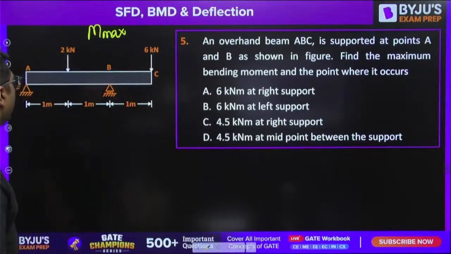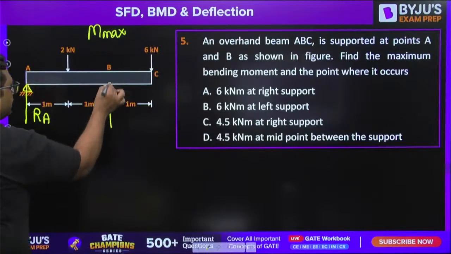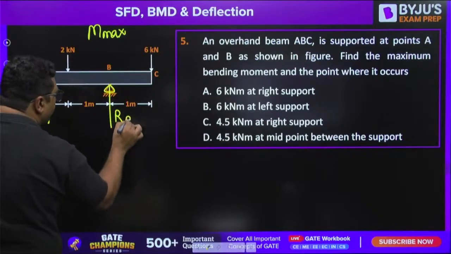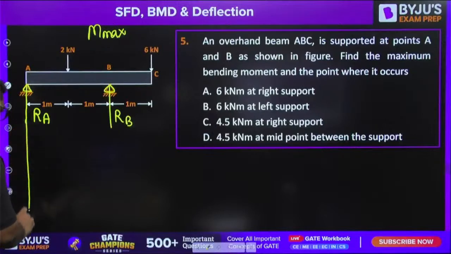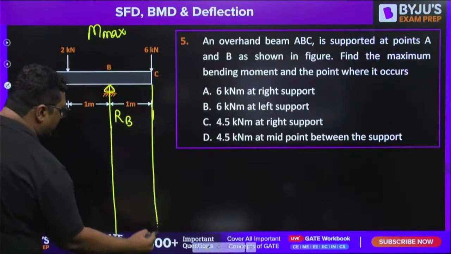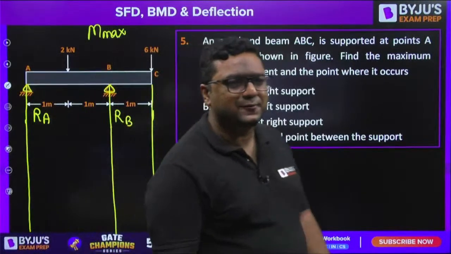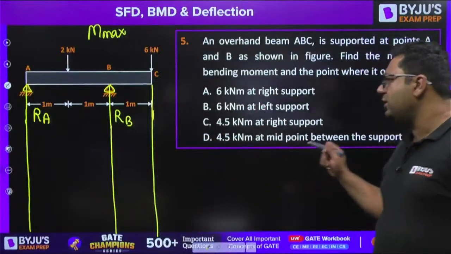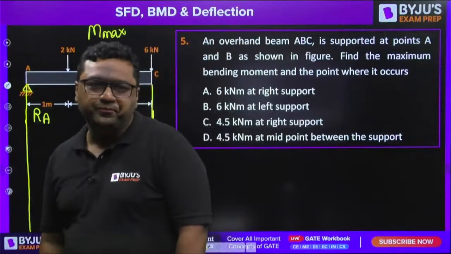So let us talk about this. You will be finding out the support reaction at A first. Find out the support reaction at B first. Once you find out that, then my dear, you can definitely go for SFDs and BMDs, and then you can find out the maximum bending moment. Okay, so just try to solve it, guys. It is a very good question and you may get this type of question in GATE for sure.